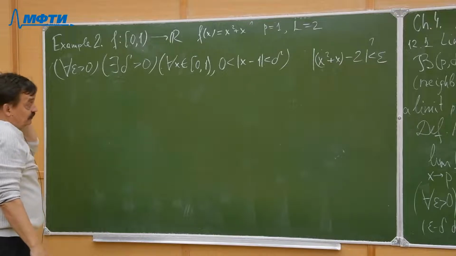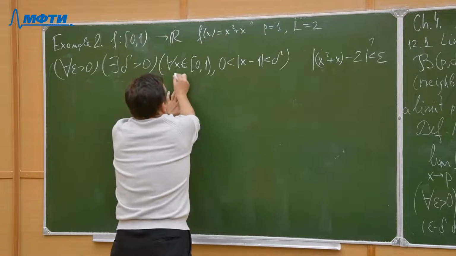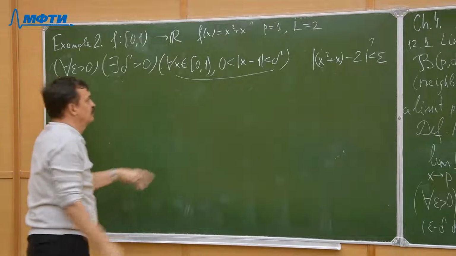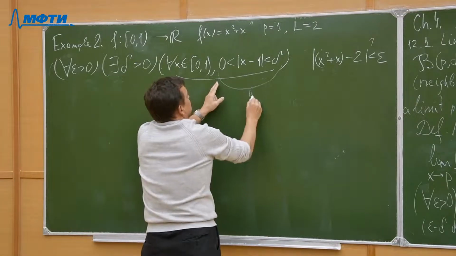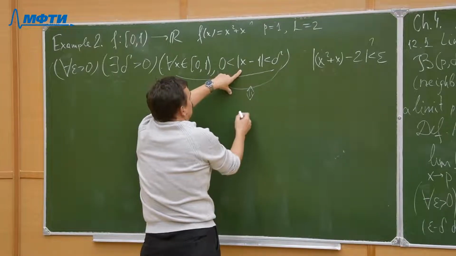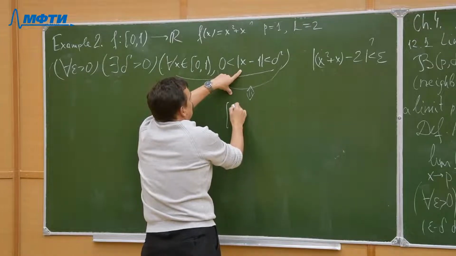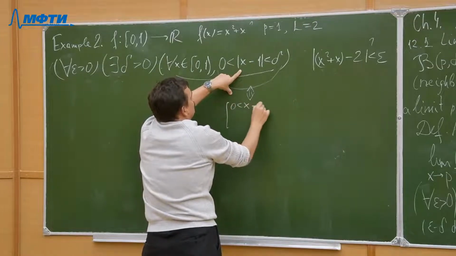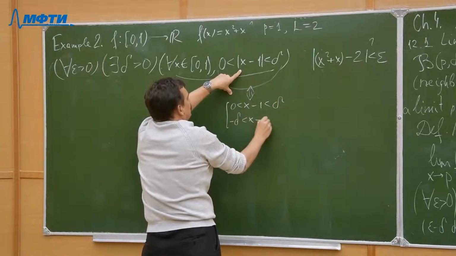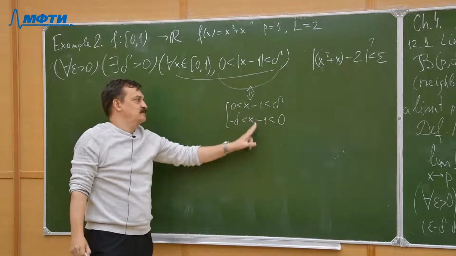Okay, let me write down what those two inequalities mean together. The second inequality is equivalent to a couple of two inequalities. Either 0 < x - 1 < delta, or -delta < x - 1 < 0. So we exclude x - 1 equals 0.